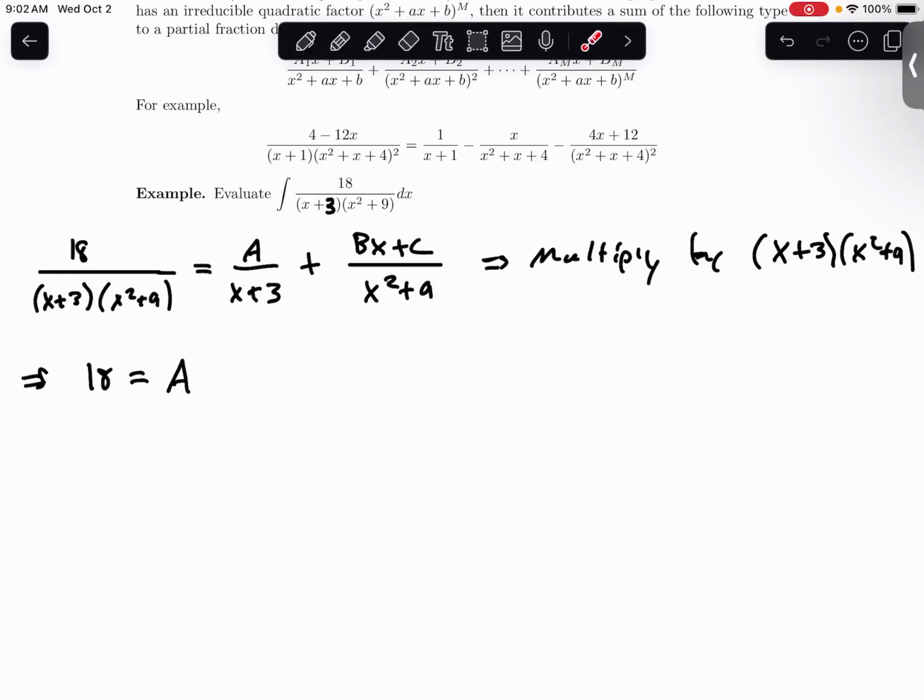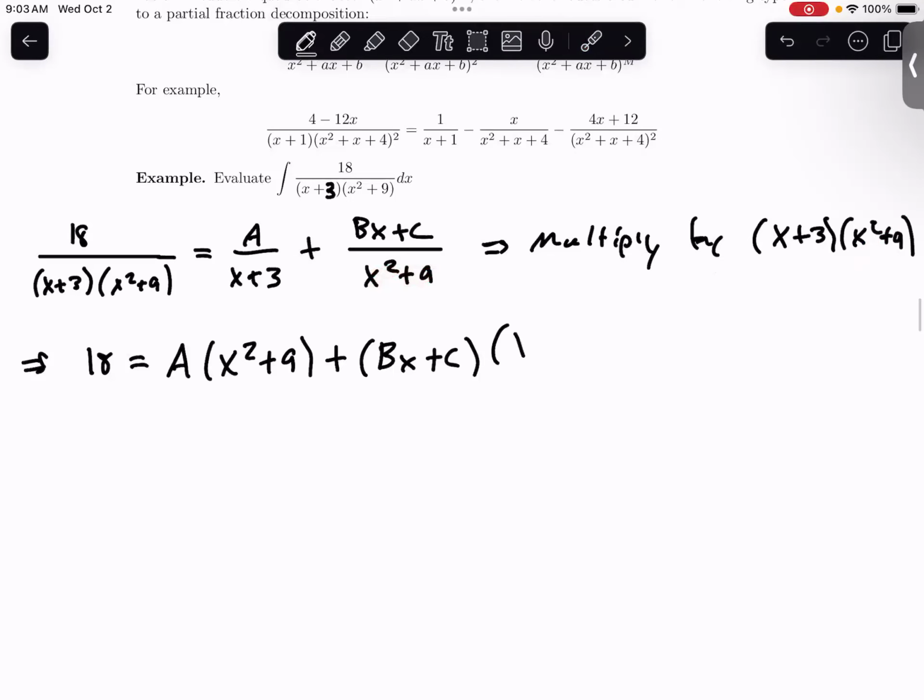So if you multiply through by x plus 3 times x squared plus 9, this x plus 3 here cancels out with this x plus 3 here. So you'll have an A times x squared plus 9. And then this is going to be plus Bx plus C. And again, if you multiply through by x plus 3 times x squared plus 9, the x squared plus 9 cancels out with this x squared plus 9. And so this will just be multiplied by x plus 3.